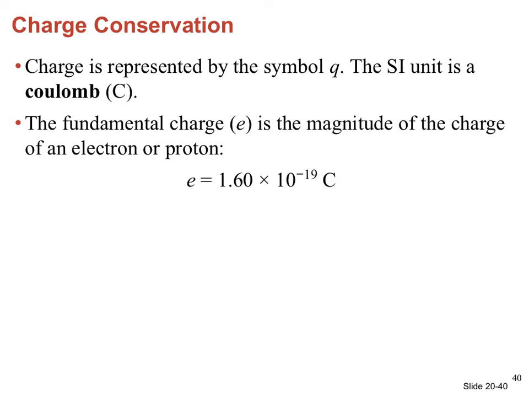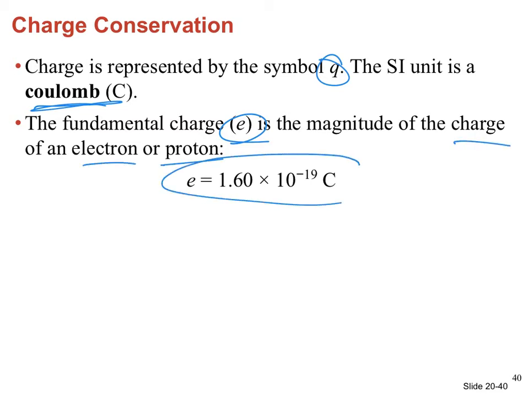Now in physics, charge is represented by the symbol Q, and the unit is the coulomb. The fundamental charge of one electron, determined by Millikan's oil drop experiment, is the charge of one electron or one proton, and it's 1.6 times 10 to the negative 19th coulombs. So if I have, let's say, 2 extra electrons, my overall net charge would be 2 times the charge of 1 electron.